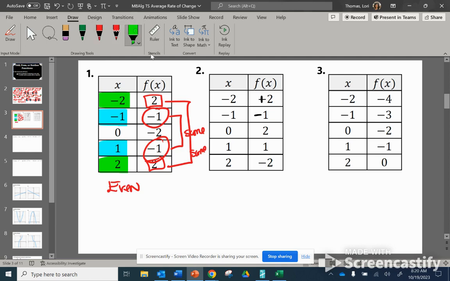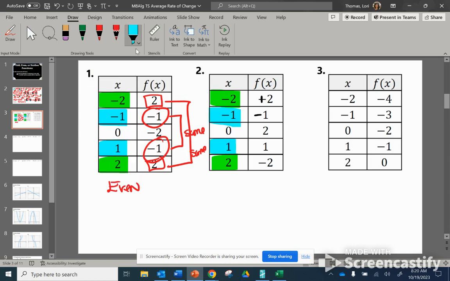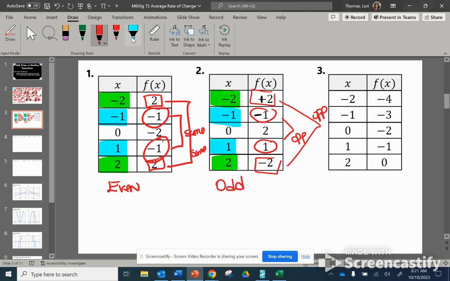Let's take a look at this function table. Again, you can choose whatever pair of opposite x values. So if we take a look at the output of negative 1 and positive 1, these are opposite. If we look at the output of -2 and +2, these are opposite in sign. Therefore, we could say this function is odd.